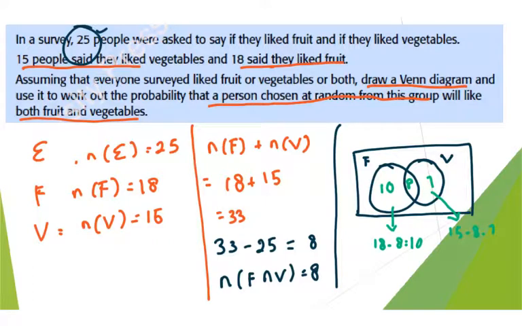To write down the answer in probability form, for the person who likes both, the numerator will be the number of people who like both, and the denominator will be the number of people surveyed. So the probability of liking both will be 8 over 25. This is the total number of people surveyed.